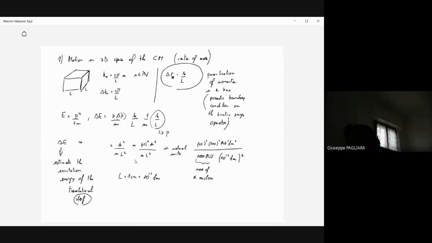Now, if you do the calculations, it's 2 pi. Let me check if this is correct. 10 to the 13. Yeah, you get a value of the order of 10 to the minus 23 MeV, which in terms of temperature, remember that 1 MeV corresponds roughly to 10 to the 10 Kelvin. So in terms of Kelvin it is of the order of 10 to the minus 13 Kelvin. Very small.